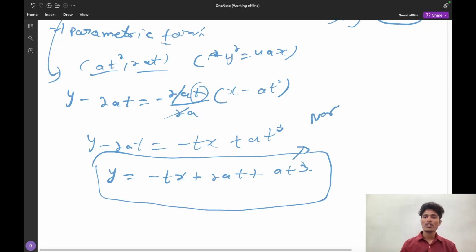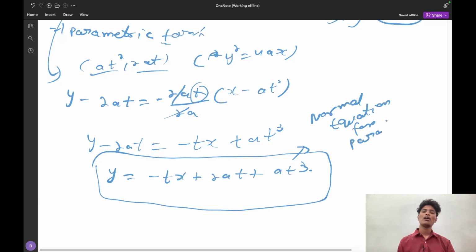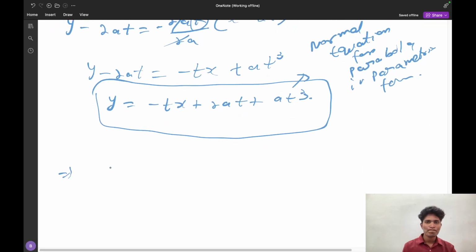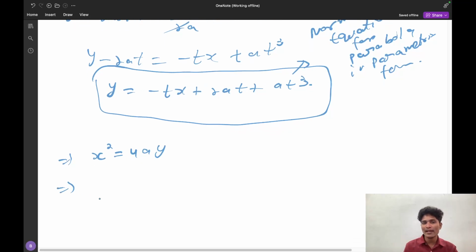a normal equation. This is a normal equation for the parabola in parametric form. Suppose I want to write it for the parabola x square is equal to 4ay. For this parabola, if I want to write, what is the main change here?